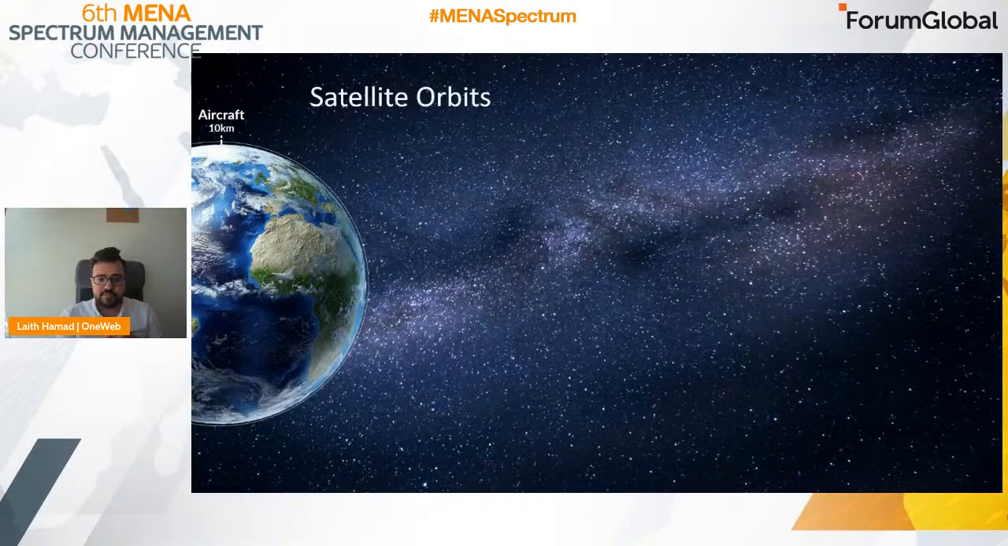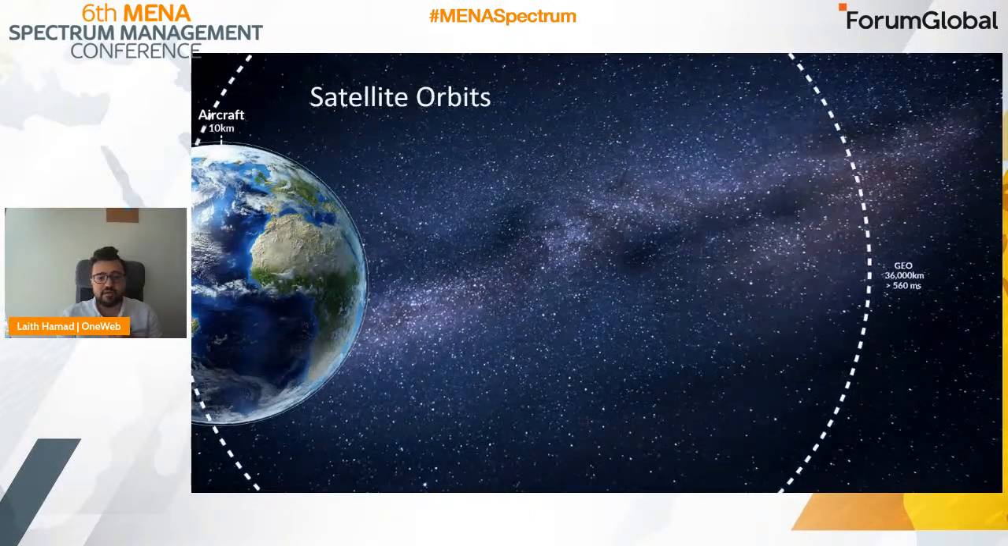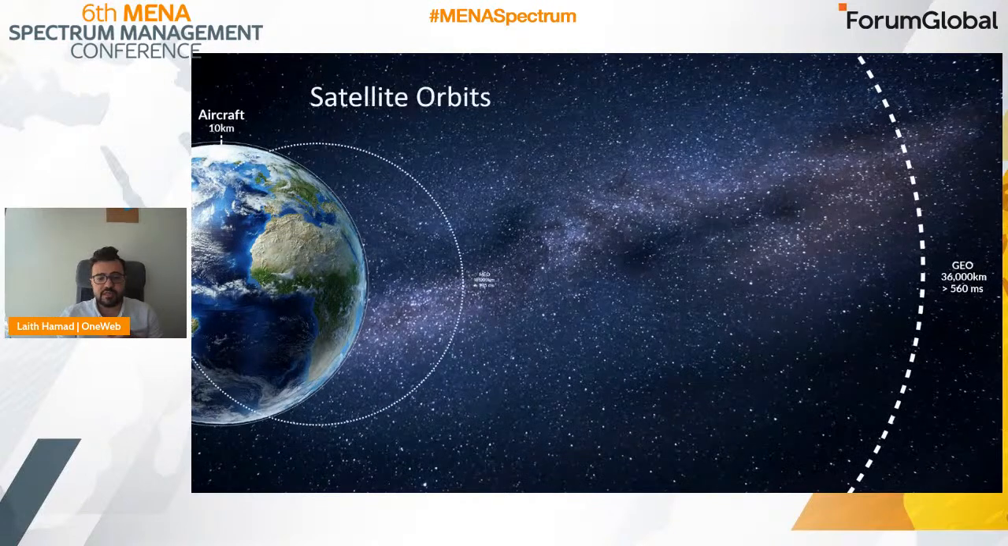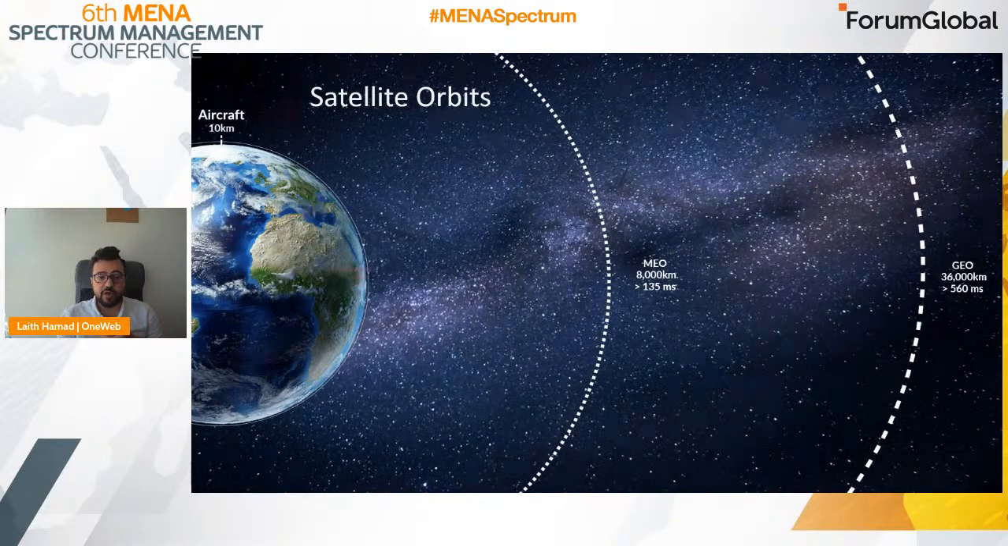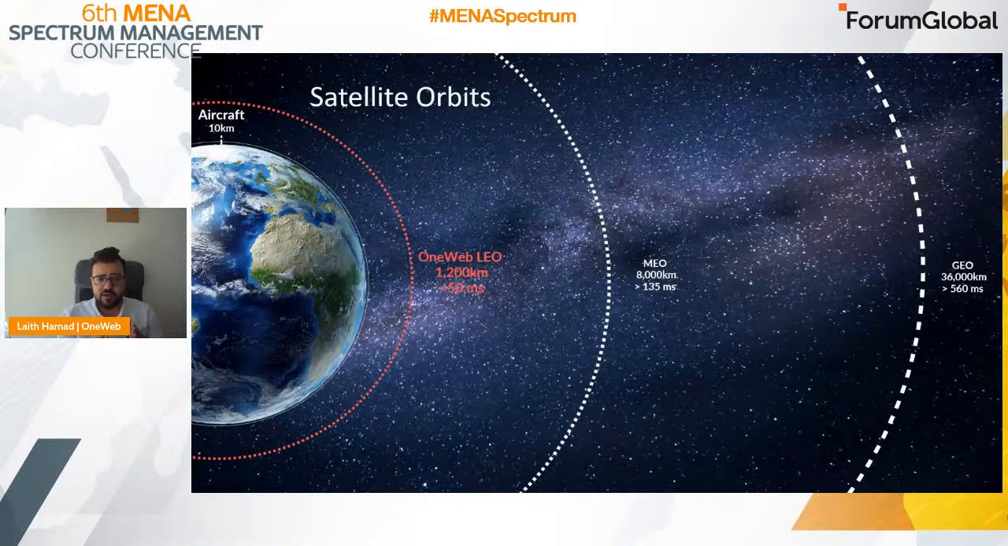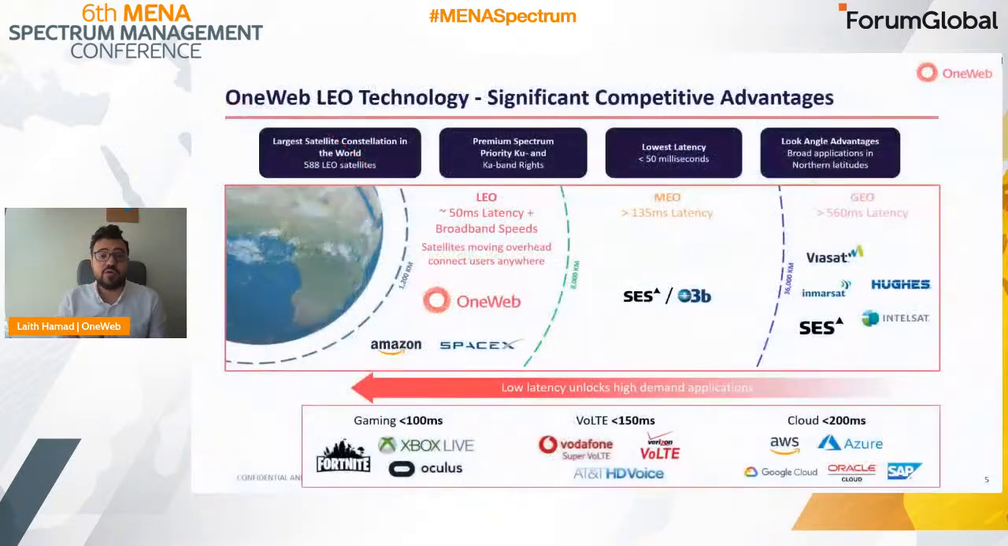Those are the orbits: the geostationary orbit, the middle Earth orbit, and then the low Earth orbit. OneWeb sits at the low Earth orbit, around 1,000 kilometers above the Earth, and that's what we are bringing to the table as a new technology: having those satellites closer to Earth means that you can have lower latency. Next slide, please.